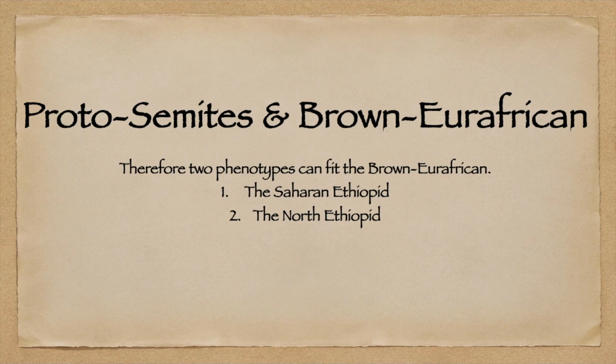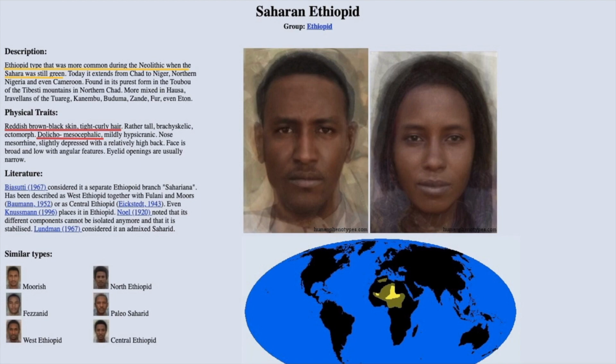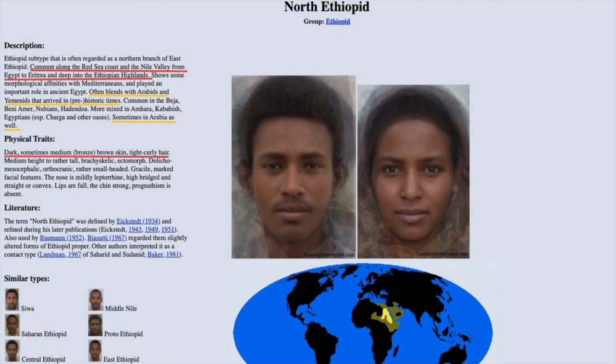Therefore, two phenotypes can fit the brown Euro-African, the Saharan Ethiopid and the North Ethiopid. The Saharan Ethiopid type was more common during the Neolithic when the Sahara was green: reddish brown to black skin, tightly curly hair, dolichocephalic to mesocephalic. And the North Ethiopid, common along the Red Sea coast and the Nile Valley from Egypt to Eritrea and deep into the Ethiopian highlands. These are the exact regions that we're covering. Often blending with Arabs and Yemenites that arrived in prehistoric times, sometimes in Arabia as well. Physical traits: dark, sometimes medium bronze brown skin, and tight curly hair.